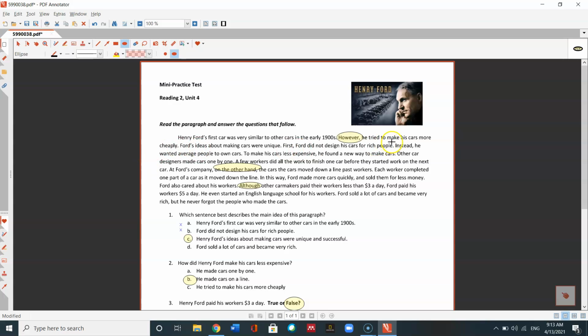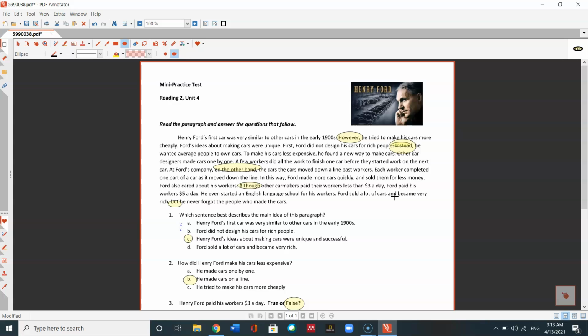Okay. Another contrast connecting word is instead. What does instead mean? Instead means who did he design for? He did not design for rich people. He wanted average people. So the contrast is between rich people who can buy a car and average, normal people who can buy a car. Okay, then finally, in the end, we have but. Okay, he sold a lot of cars. He became very rich. The contrast, he never forgot the people. So sometimes when people become rich, they stop paying attention to the people who helped them, but he never did that, according to this reading.